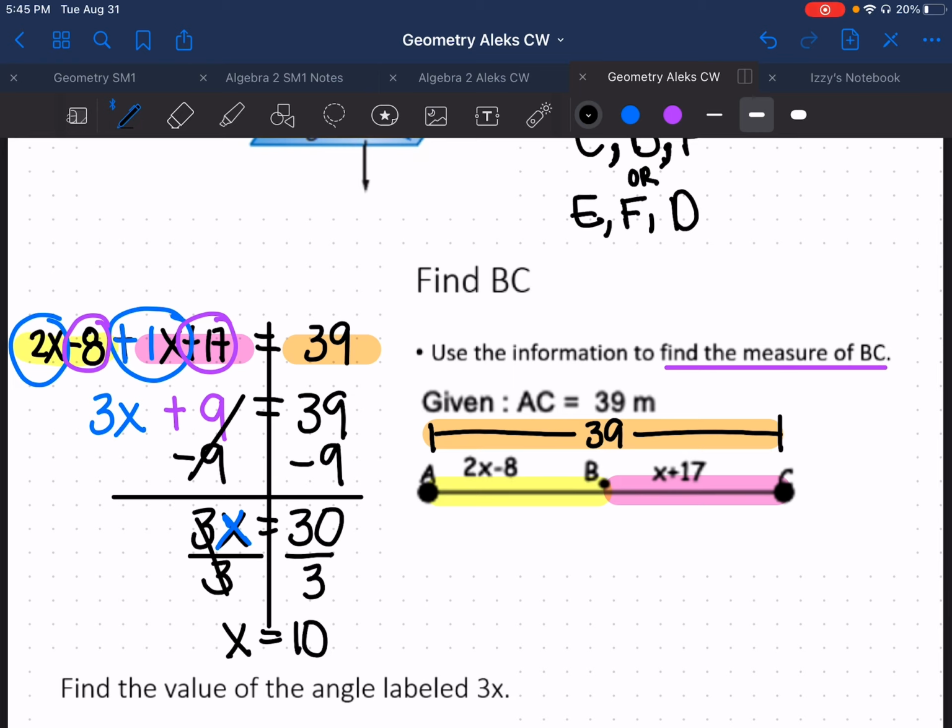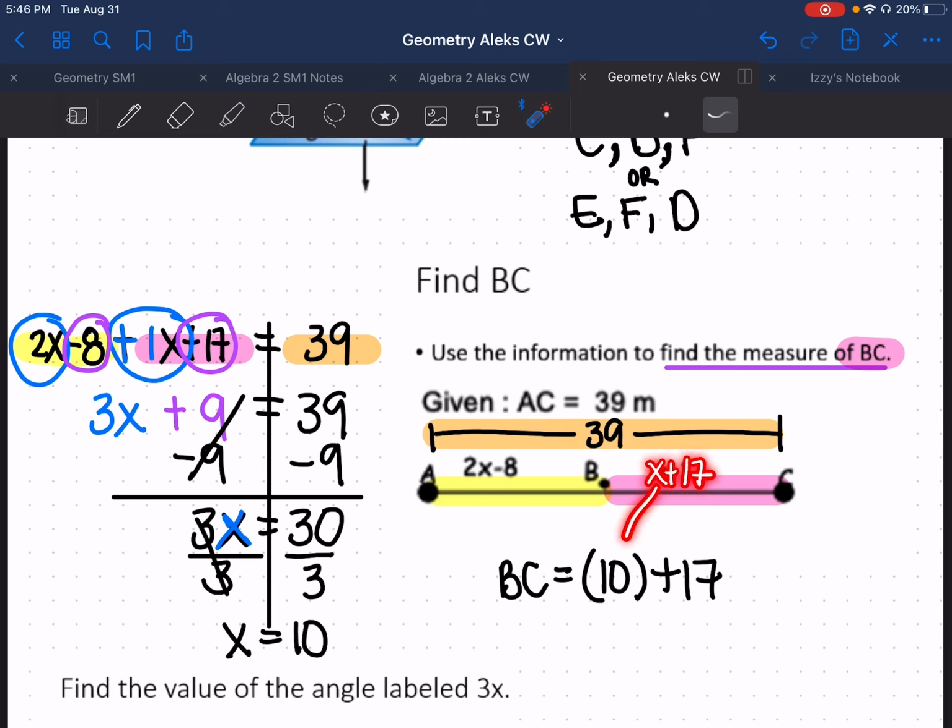They wanted BC. I could even help with using my highlighters. That's the pink one. So BC equals 10 plus 17, because take a look right here, it's x plus 17. I'm replacing the x with 10. 10 plus 17 is 27.